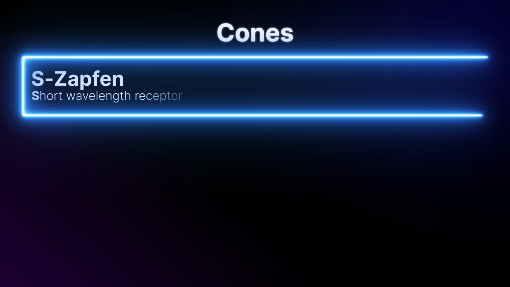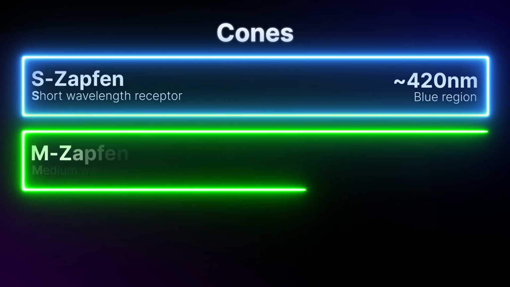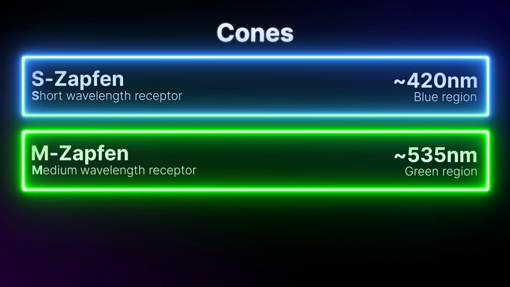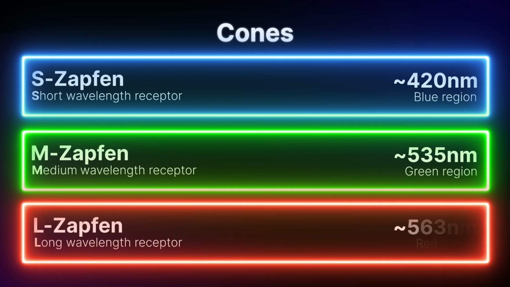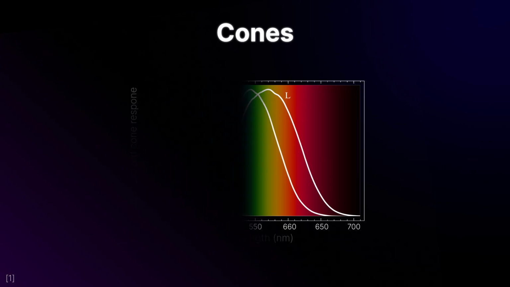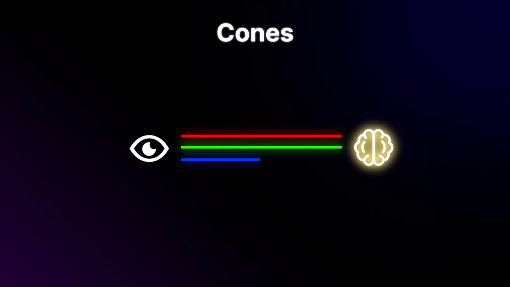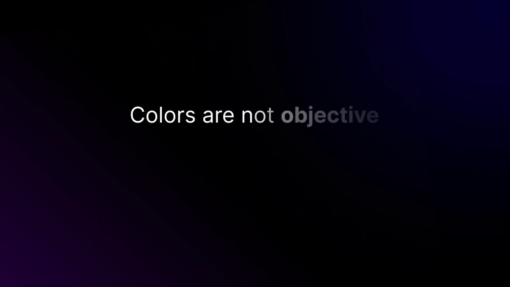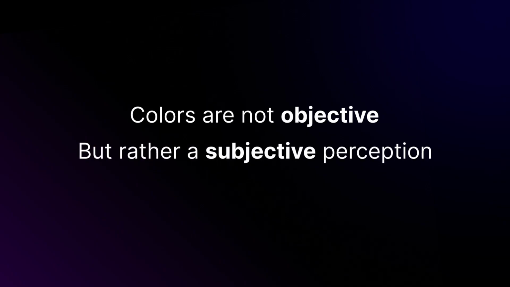The S cones respond most strongly to short-wavelength bluish light. The M cones respond to medium greenish wavelengths. And the L cones respond mainly to long-wavelength reddish light. However, these cones are not tuned to a single specific colour, but to overlapping regions of the visible spectrum. Only through the interaction of these signals does our brain interpret a colour impression. Colours are therefore not an objective property of light itself, but arise through physiological perception and are always subjective.